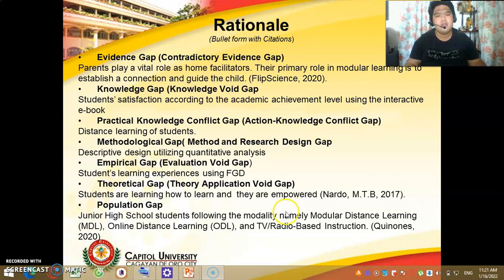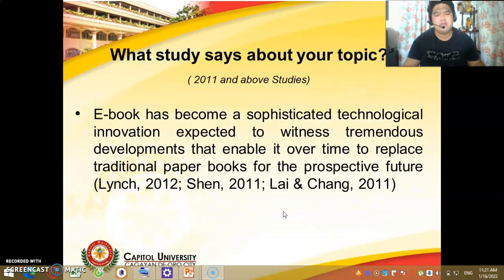Now, next slide. I'll be presenting what studies say about your topic. So I'll be presenting citations, and this is according to the first author, that ebook has become a sophisticated technological innovation expected to witness tremendous developments that enable it over time to replace traditional paper books for the prospective future. So that's according to Lynch of 2012, Shen of 2011, and Chang of 2011.